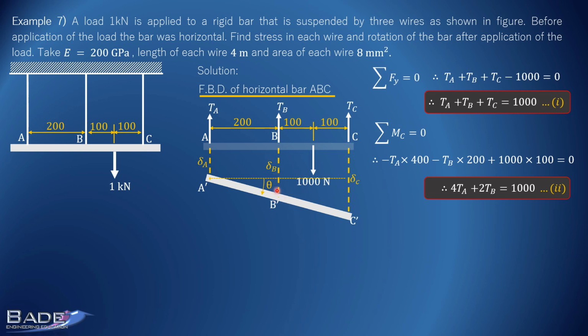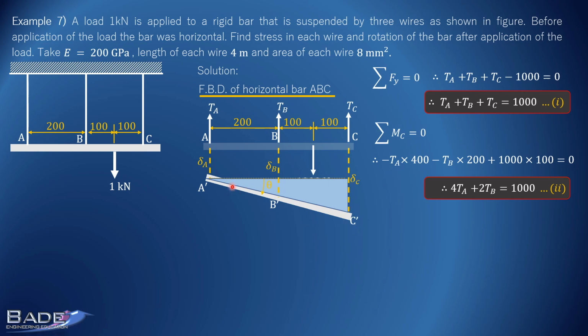This is that rotation. The rod originally was horizontal. The rotation is angular displacement. It is clockwise theta. So this is also what you are asked to find out. Watch here: find stress in each wire and rotation of the bar after application of the load. So this angle theta also we are going to find out. But before that, we should create a relation between deformations.